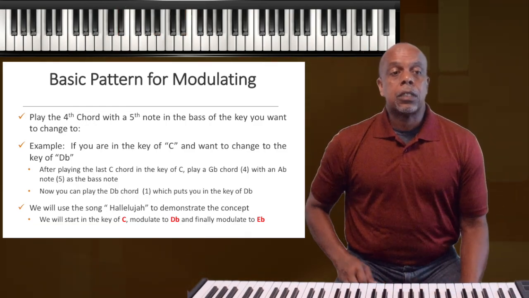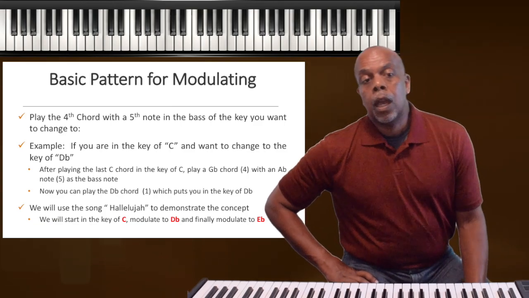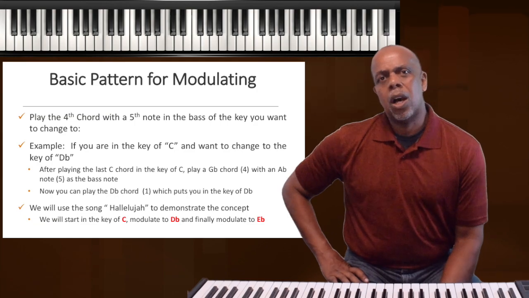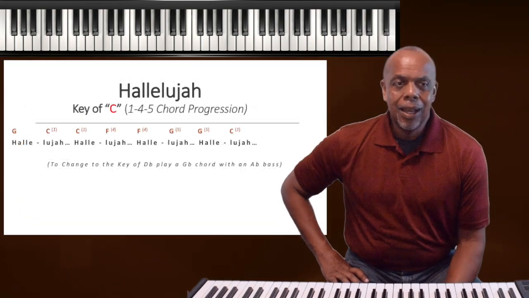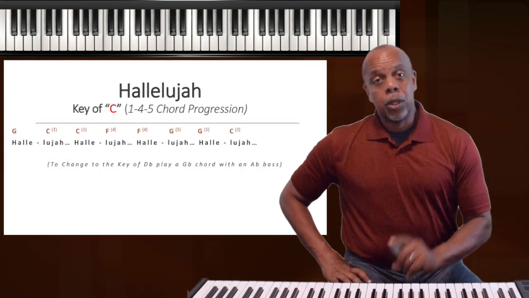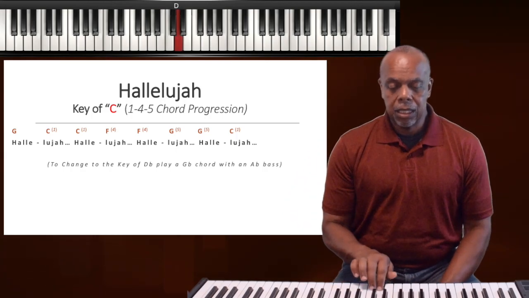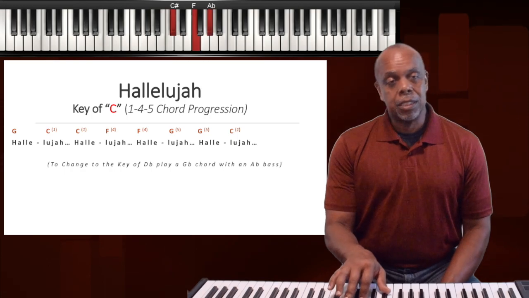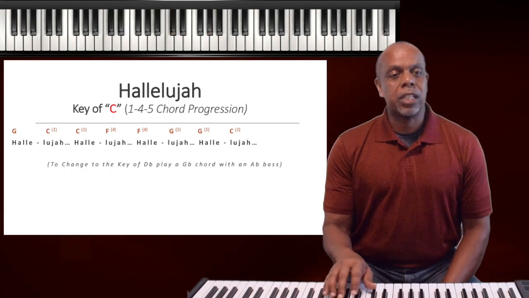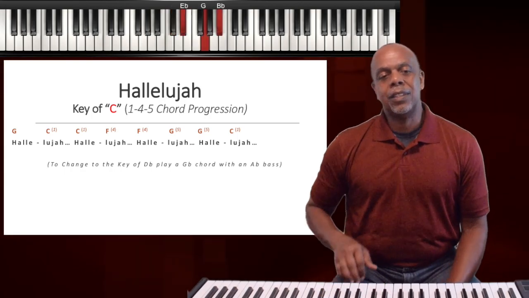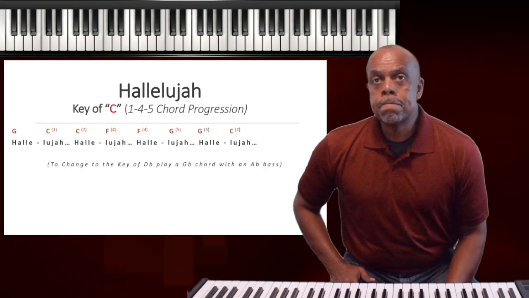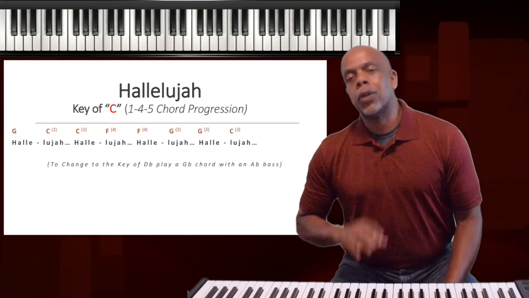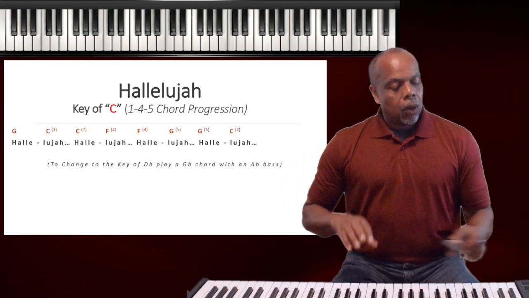Okay, now, to bring this thing home, we're going to play a song called Hallelujah. You know this. Hallelujah, hallelujah. Now what we're going to do, we're going to start in the key of C. We're going to modulate it up to D flat. And then we're going to modulate it up again to the key of E flat. Okay, you ready? You're not ready? Oh, you are ready. Okay, gotcha. All right, here we go.